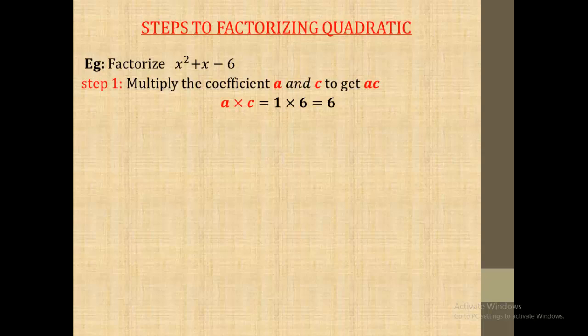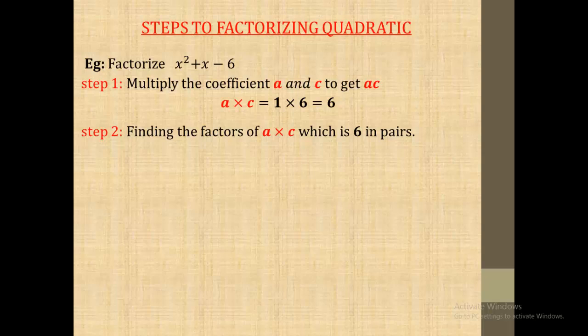Now for this example and for all examples I'm going to use all positive just to make things more clear. So step 1 is to multiply your A and your C. So after multiplying your A and your C, we move to step 2. Now with step 2, we are going to find factors for the A times C answer you got. So for the first step, we got 6.